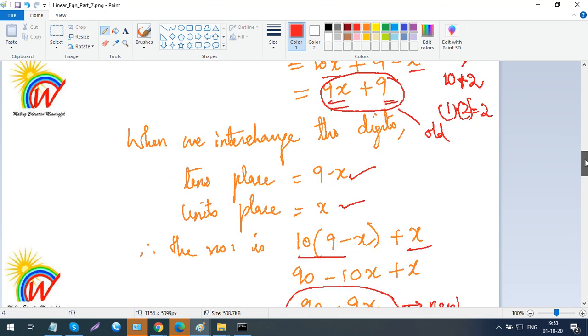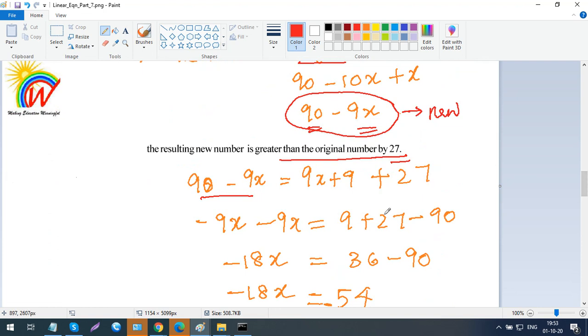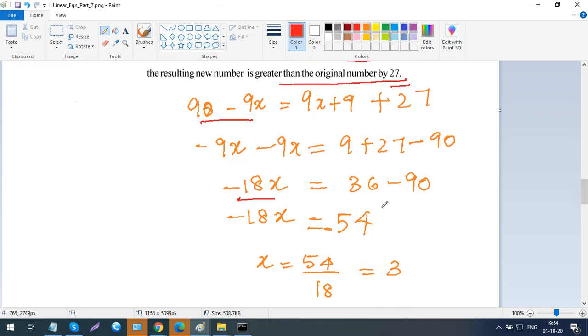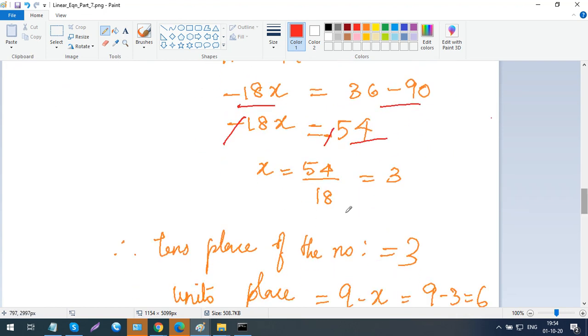9x plus 9 is your old number. So 9x plus 9 plus 27. Now combine the like terms. So 9x and 9x, and all the numbers I have taken to one side. So you get minus 18 this side, you get minus 54 this side. The minus sign can get cancelled, and you get x equals 54 divided by 18, which is 3.